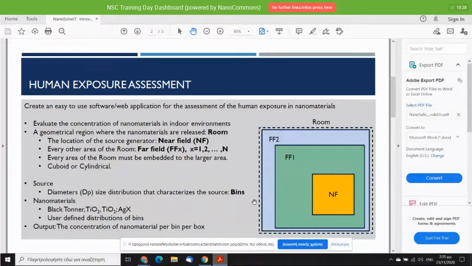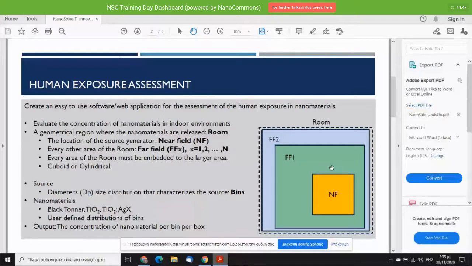The source is where the nanomaterials come into the environment. All the other areas are called far field, or FFs, and we can have multiple areas. Every area inside the room must be embedded in a larger area, and it can be cuboid or cylindrical. Here, on your right, you can see a simple example where we have a room, and we have partitioned it into an NF, which is inside an FF1 and inside an FF2 area. So we will see many examples of how to construct such sketches of rooms.